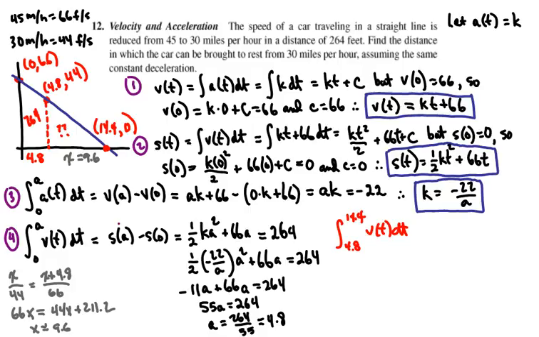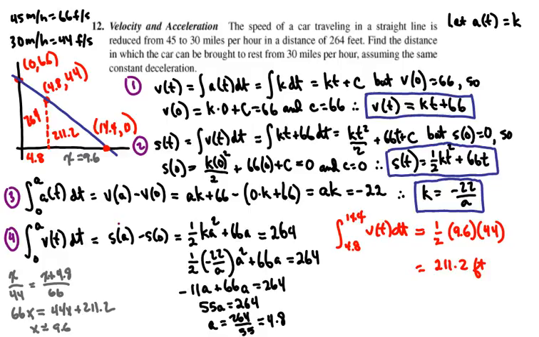So the base is 9.6, the height is 44 divided by 2, and that comes out to be 211.2 feet. And that is the distance that the car travels while decelerating from 44 feet per second down to 0 feet per second.